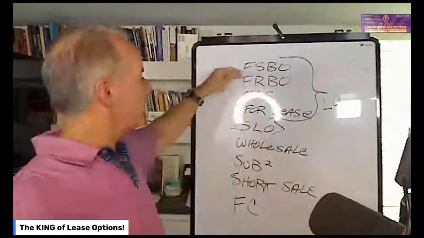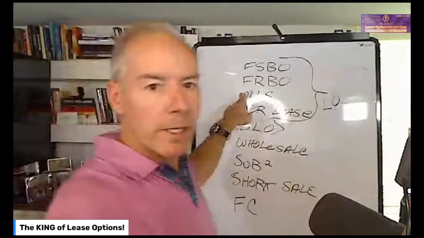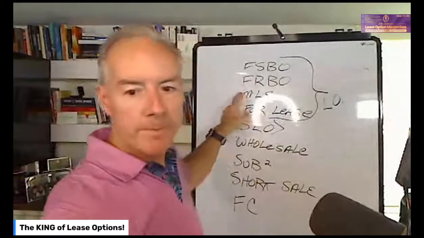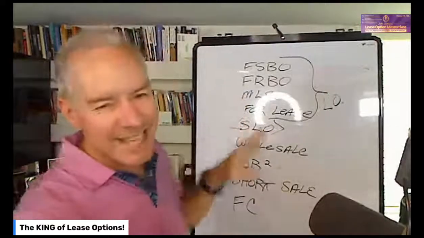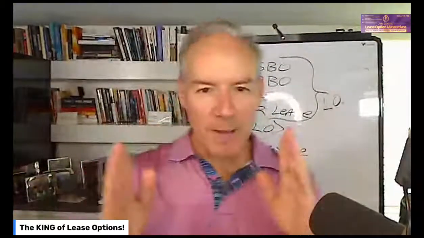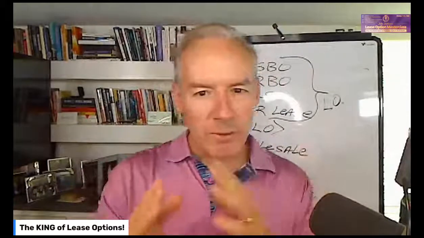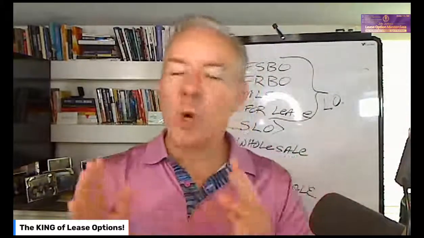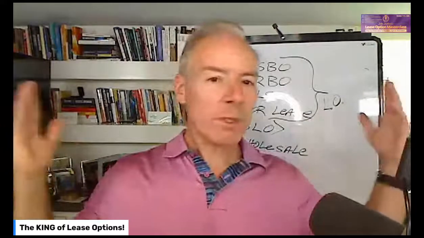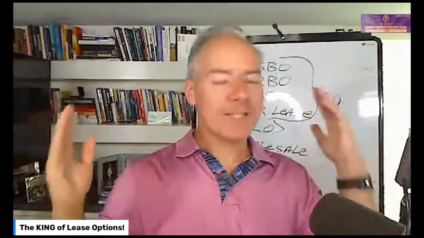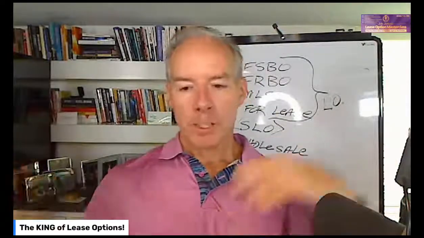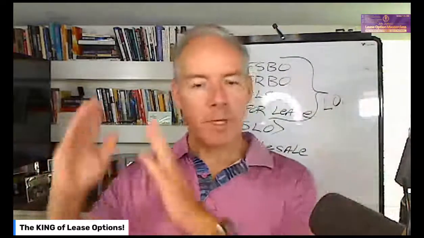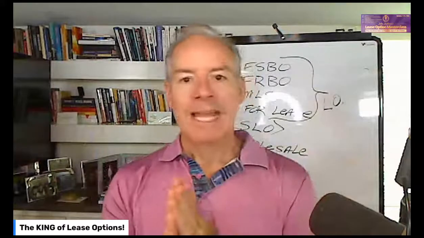But anyway, for sale by owner, for rent by owner, MLS, we target MLS. I'm going to show you that here in just a little bit. Houses for lease. Now, SLO, that's sandwich lease option. Sandwich lease option, which we're not talking about on this masterclass so much, but it's where you're sandwiched between the seller and the buyer on a lease option. So the buyer's paying you, you're paying the seller. So you're making money up front, in the middle, and at the end.